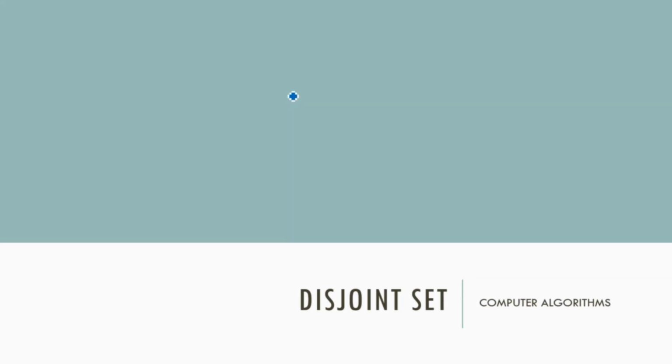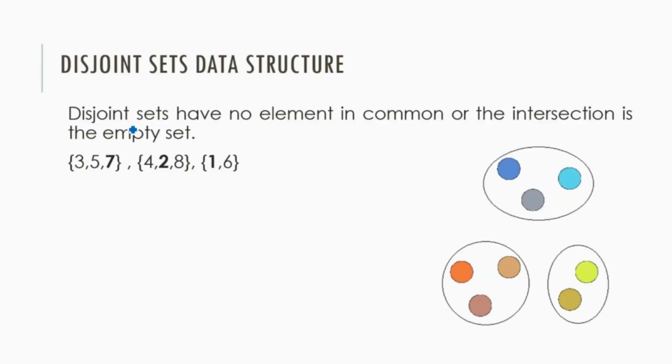Hello everyone, today we will discuss the disjoint set data structure. So let's start. Disjoint sets are sets having no common element.